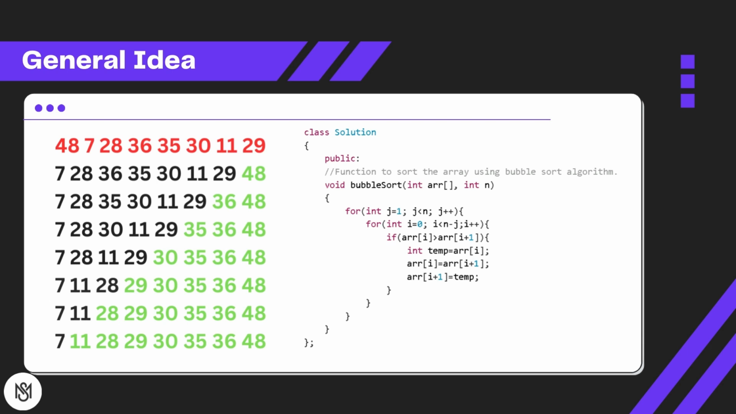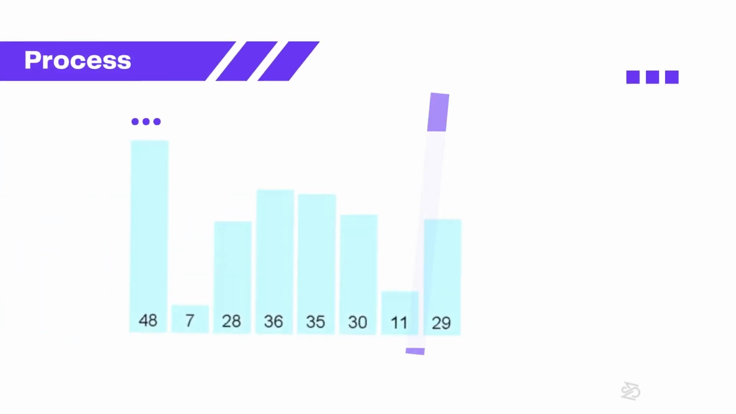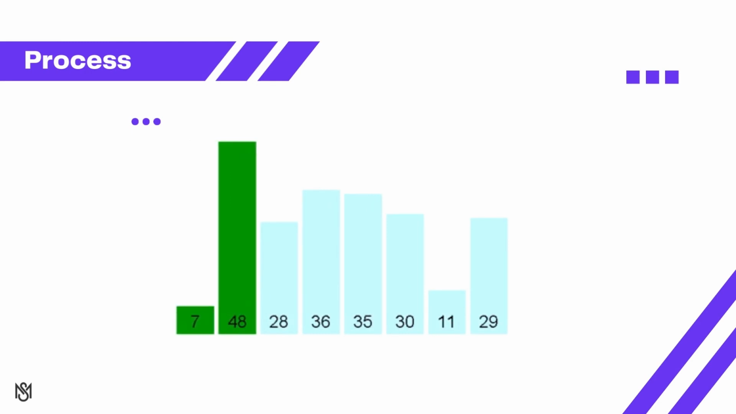Now the second inner loop actually has i as its variable and it starts from 0 and goes till n minus j minus 1. Of course, you can see that there is only less than sign and not equal to. Now this loop actually compares the adjacent elements of the array and swaps them if they are not in a correct order. Now let's see the working of this code as a visual representation.